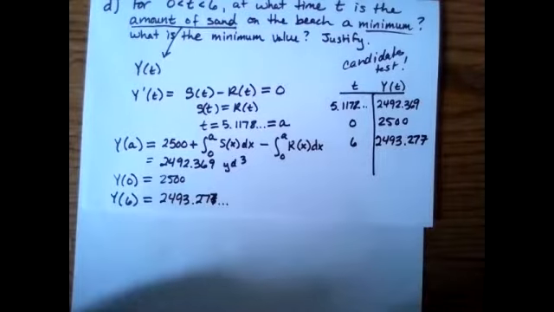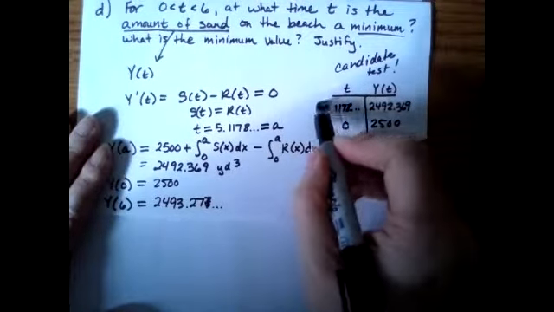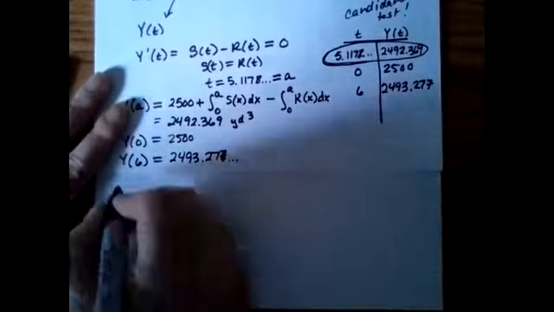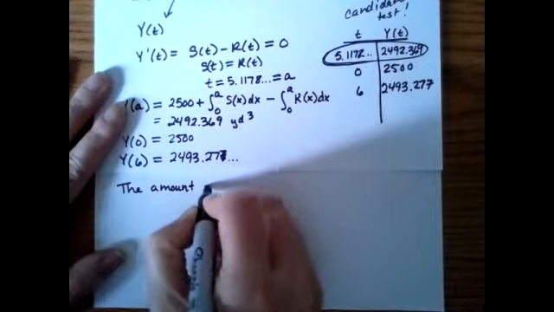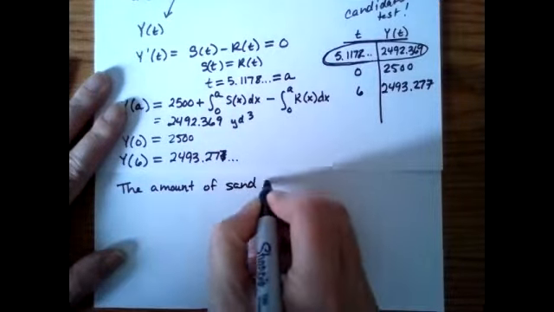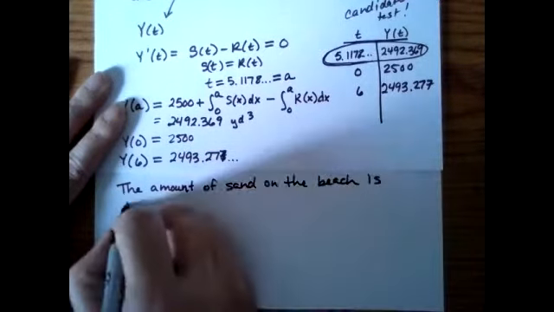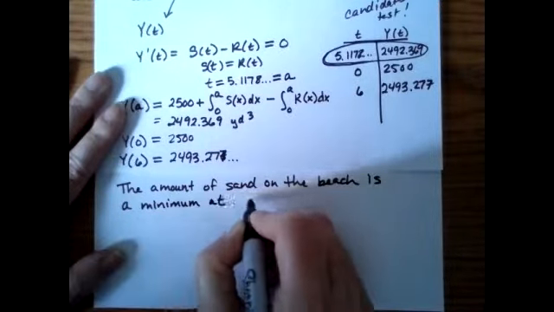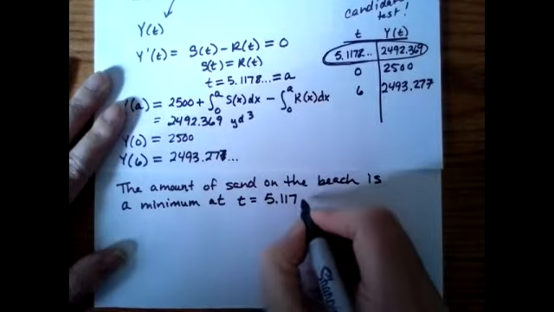Okay, so let's answer the question. When is the amount of sand on the beach a minimum, and what is that minimum value? And we've justified it. Our answer is the lowest one of these, which it looks like it's right here. It's at the critical number. And so for my final answer, I'm going to write that in a complete sentence. I'm going to just simply say the amount of sand on the beach is a minimum at T equals 5.117 or 8. You can give either one.